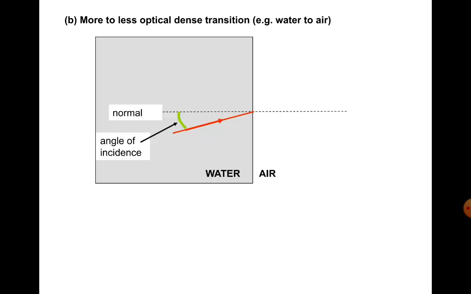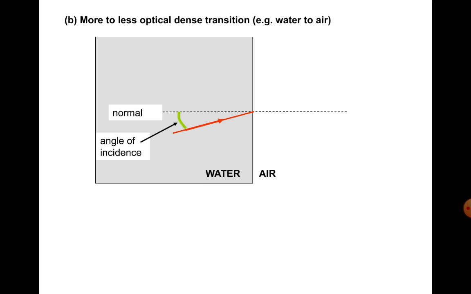Now let's see what is happening when we go from a more to a less optically dense transition, for example, from water to air or from glass to air. On the left side, we have the water. We have the angle of incidence. What would you expect for the angle of refraction in air?